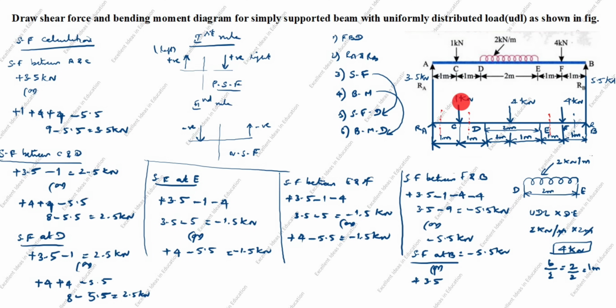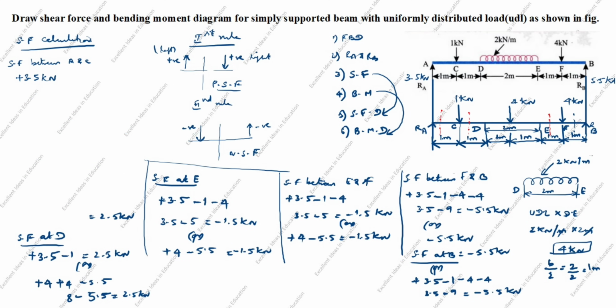Next, this load comes down. This is the left side. Comes down is negative, -1. Next also comes down, -4. Next also comes down, -4. Add these 3.5, -1, -4, -4: 3.5 minus 9 is -5.5 kilonewton.